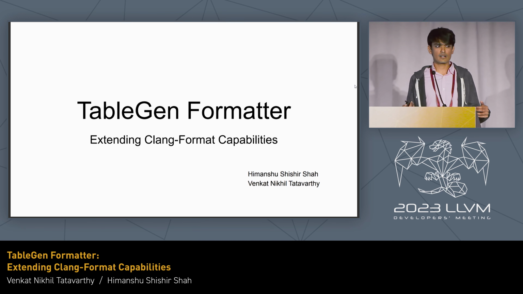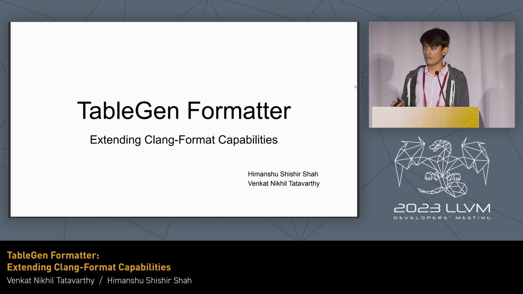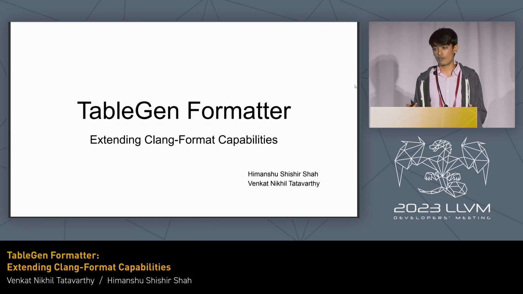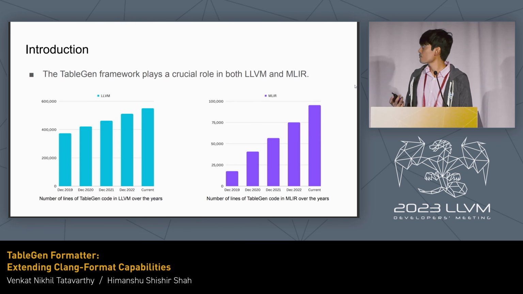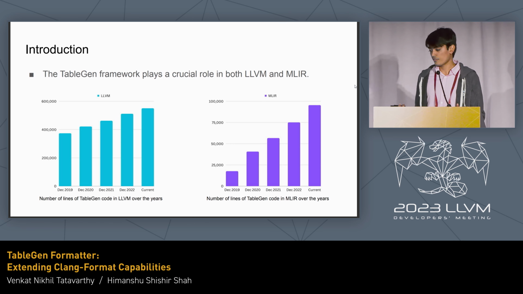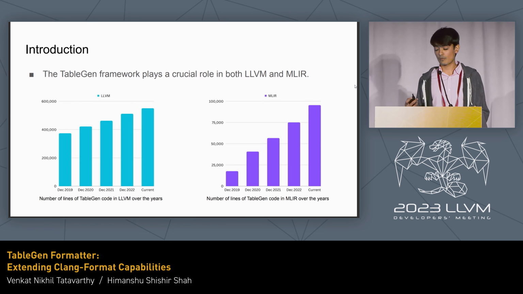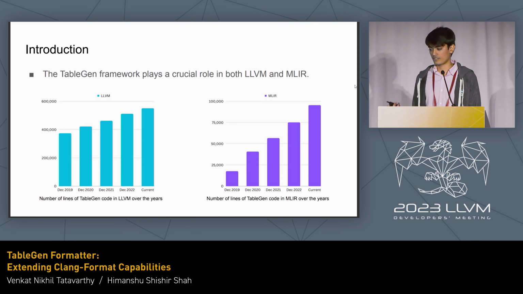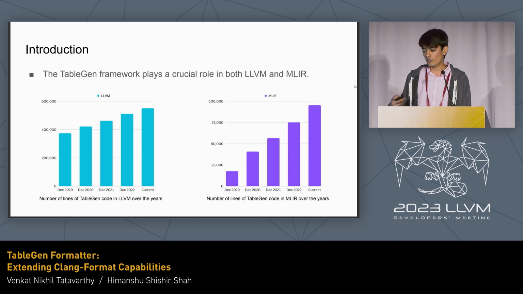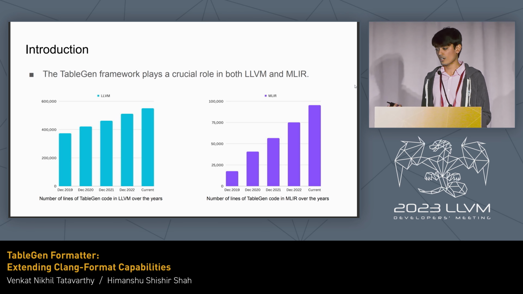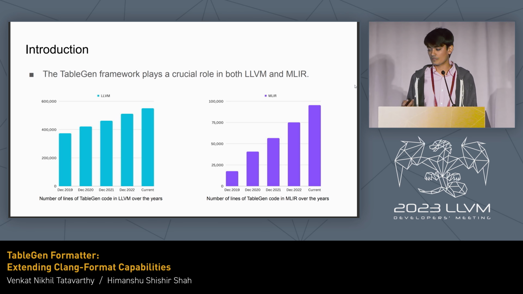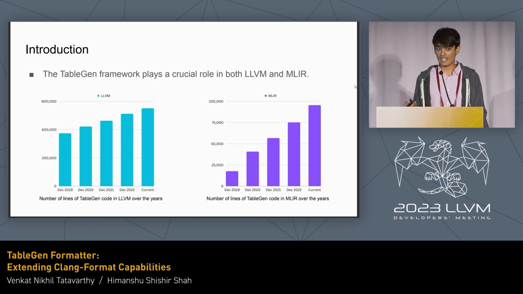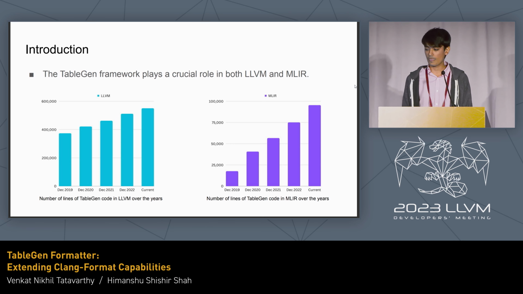So let me start by giving you an idea of the extent of use of TableGen. These graphs here show the number of lines of TableGen code over the years in LLVM and MLIR respectively. If you focus on the increase in the number of lines of code, especially in the second graph, you can see that it has been over threefold in the past 3 to 4 years.